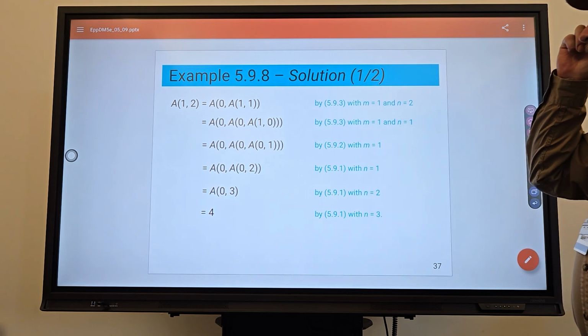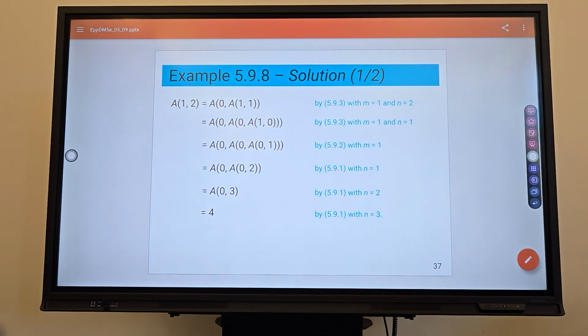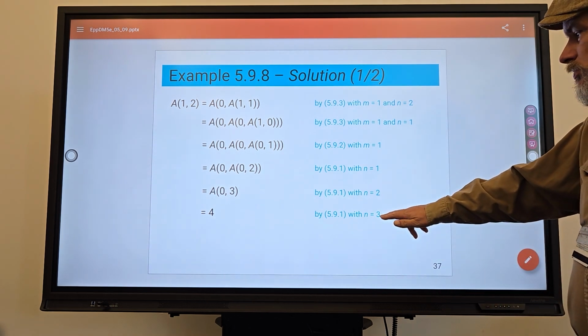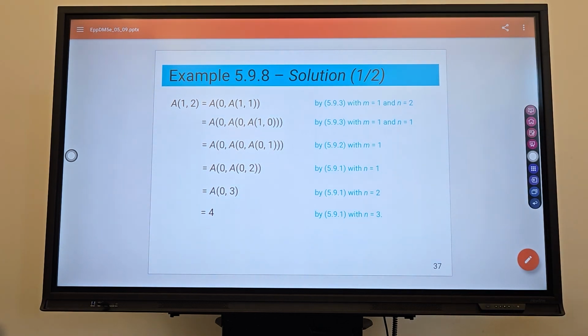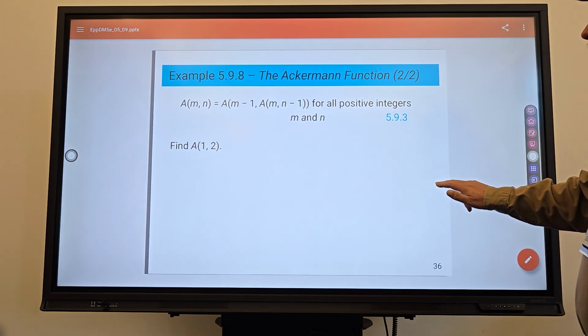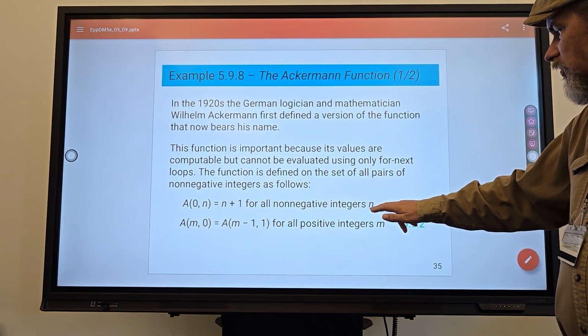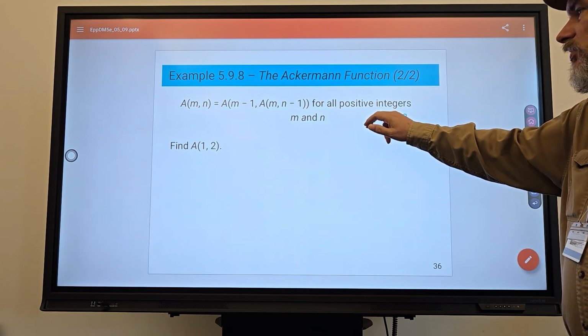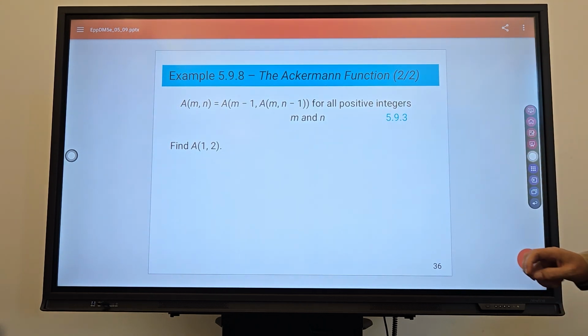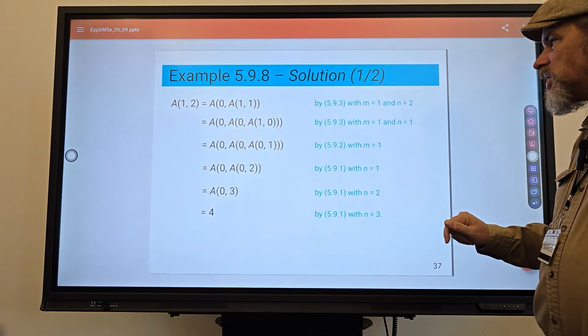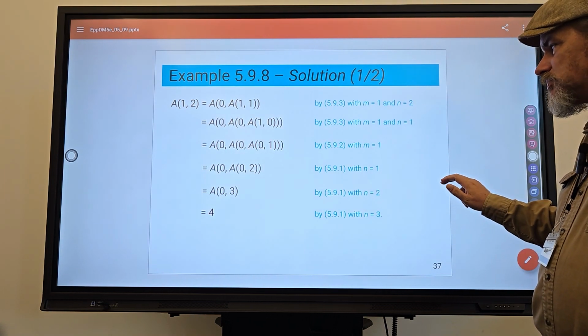Well, just do a lot of substitution, following the definitions of each one, and then you get 4 at the end by substituting with these three different rules. You get 4 at the end.